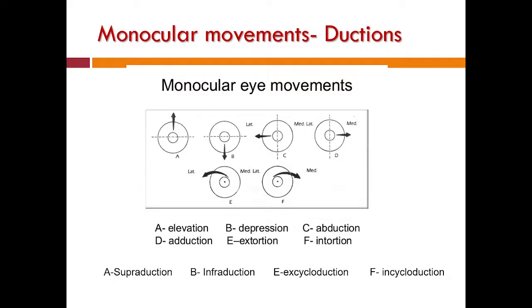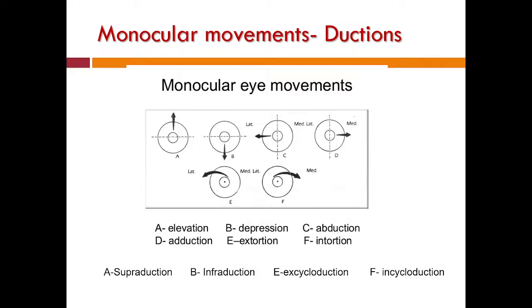So, there are three axes: vertical, horizontal and anteroposterior. Along these three axes the movement will take place. Along the horizontal axis it will be elevation and depression, along the vertical axis it will be adduction and abduction, and along the anteroposterior axis it will be intorsion or extorsion. So, remember, ductions are uniocular movements tested in four directions: elevation, depression, adduction, abduction.